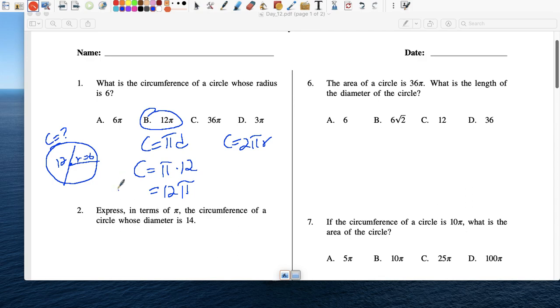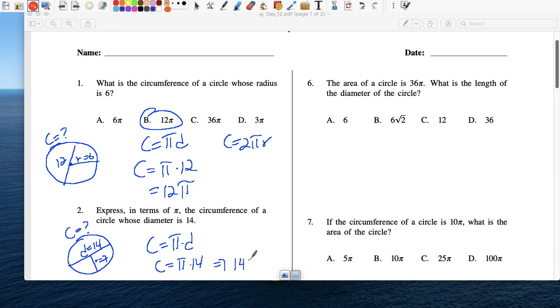Okay. Expressed in terms of pi, the circumference of a circle whose diameter is 14. So again, draw your circle out. Diameter is 14. You don't need the radius, but I'm just putting it there. Radius is 7. And we want circumference again. Circumference equals pi times diameter. Circumference equals pi, and the diameter is 14, or 14 pi. So 14 pi, whatever units, right? Centimeters, feet.